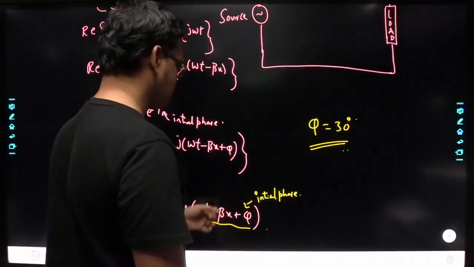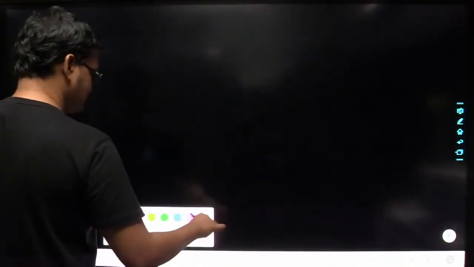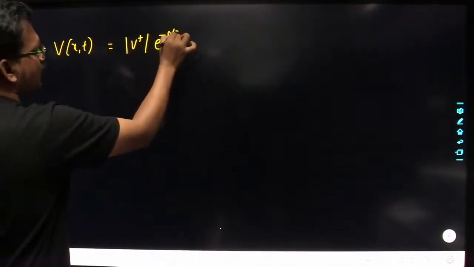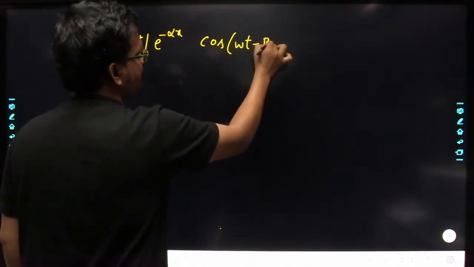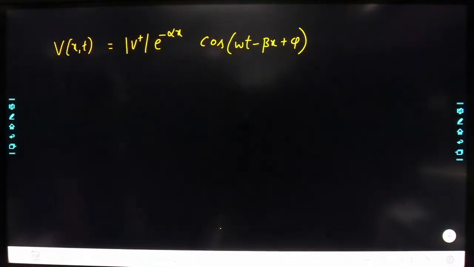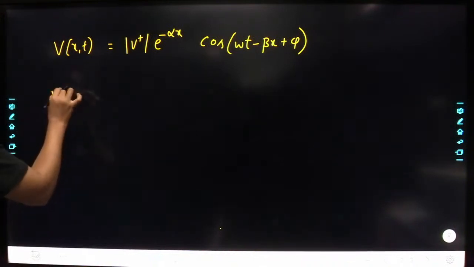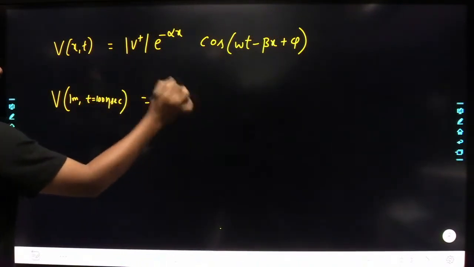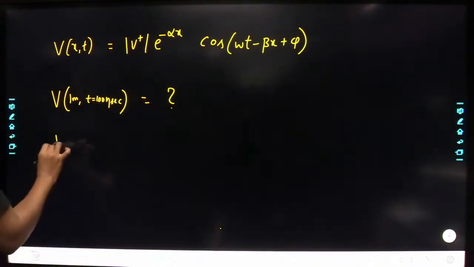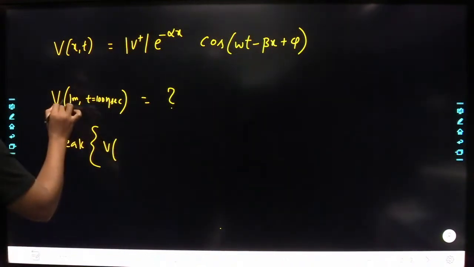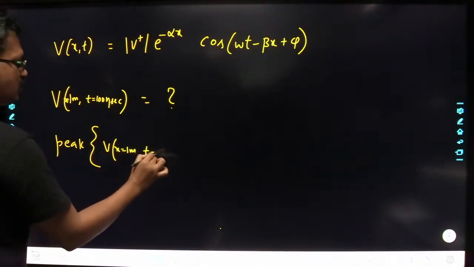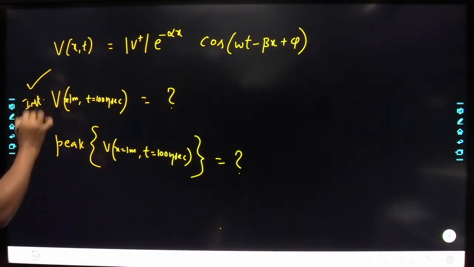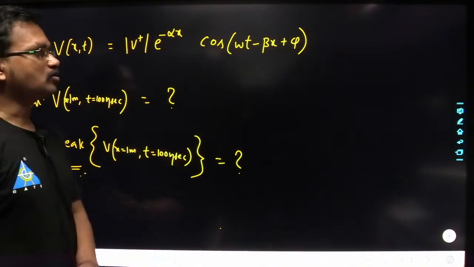So in order to determine that, what is needed here? See here. They have given that V of x comma t is equal to V plus into e power minus alpha x into cos of omega t minus beta x plus phi. So this is the expression they have given for voltage. Understood? So they are asking to determine, at x equal to 1 meter and at t equal to 100 nanoseconds, what is the instantaneous voltage? And also they are asking what is the peak value of the voltage? At x equal to 1 meter and t equal to 100 nanoseconds. So they are asking the instantaneous voltage, and this is nothing but the peak voltage. So these two you have to determine.